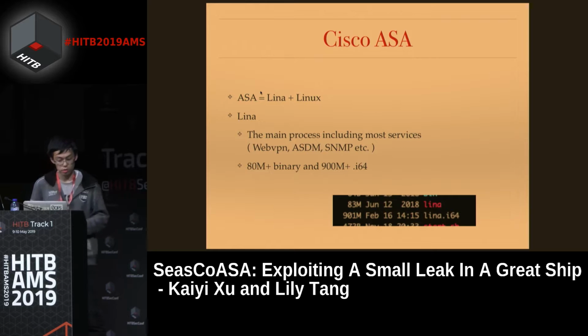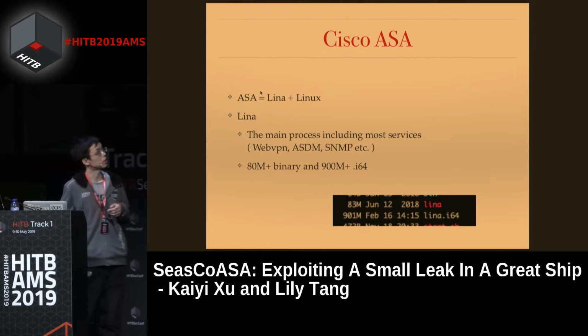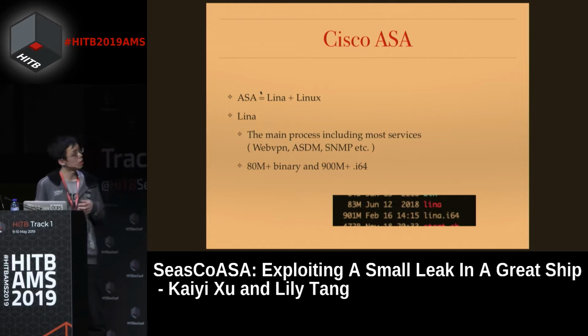In other words, Cisco ASA can be described as a very big binary named Lina running on a normal Linux. Lina is the main process, including most services, such as WebVPN, ASDM, SNMP, and others. The binary is very big, more than 18 MB, and the IDA analysis file is also very big, more than 900 MB, which makes it really difficult for us to analyze. However, we will discuss later how to hunt in such a big codebase.